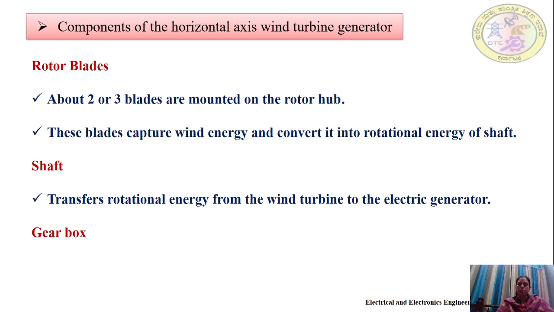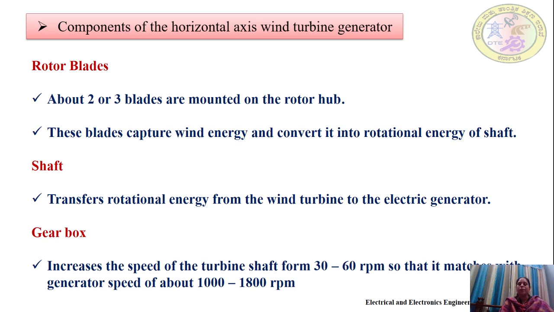Next is the gearbox. I explained to you in the last shaft: the low speed shaft is connected between the hub and the gearbox, and the high speed shaft is connected between the gearbox and the input to the generator. Now we'll see the function of this gearbox. It increases the speed of the turbine shaft from 30 to 60 RPM so that it matches the generator speed of about 1000 to 1800 RPM. So you can see the difference in speed that it increases.